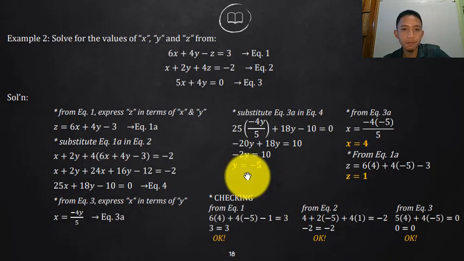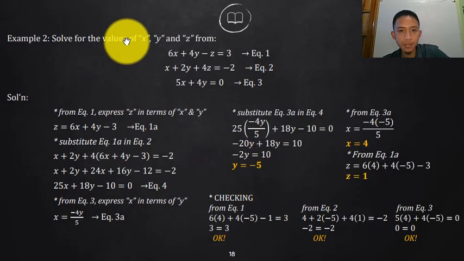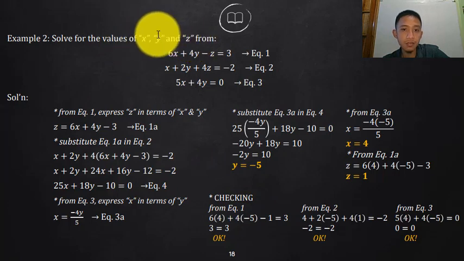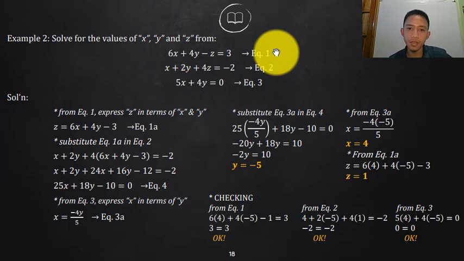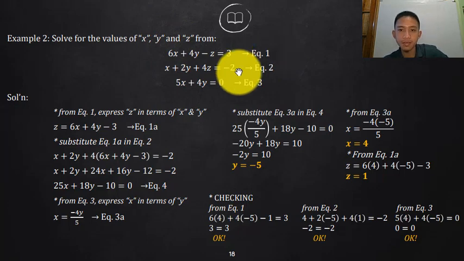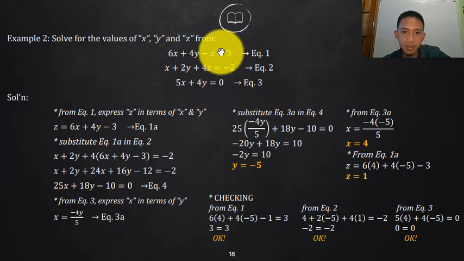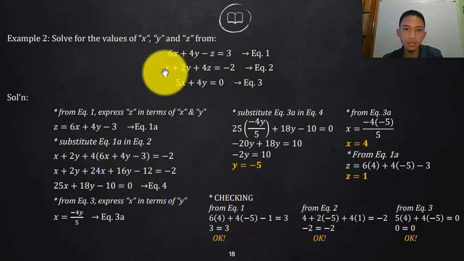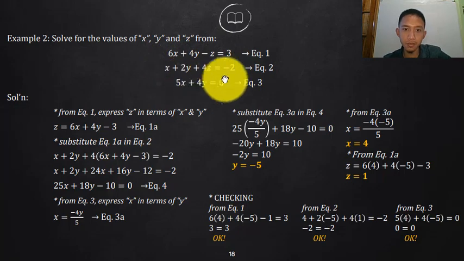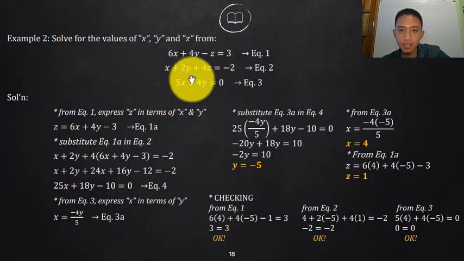Let's have one more. Okay, so solve the values of x, y, and z. It means there are 3 unknowns, so there should be 3 equations in the system. Yes. So you have equation 1, 2, and equation 3. So what will I do? Choose again. Choose the equation wherein you are going to express a single variable. So it's up to you. You can actually say I will use equation 1, or you can say I will use equation 2. But if you get used to this, then you will decide better.